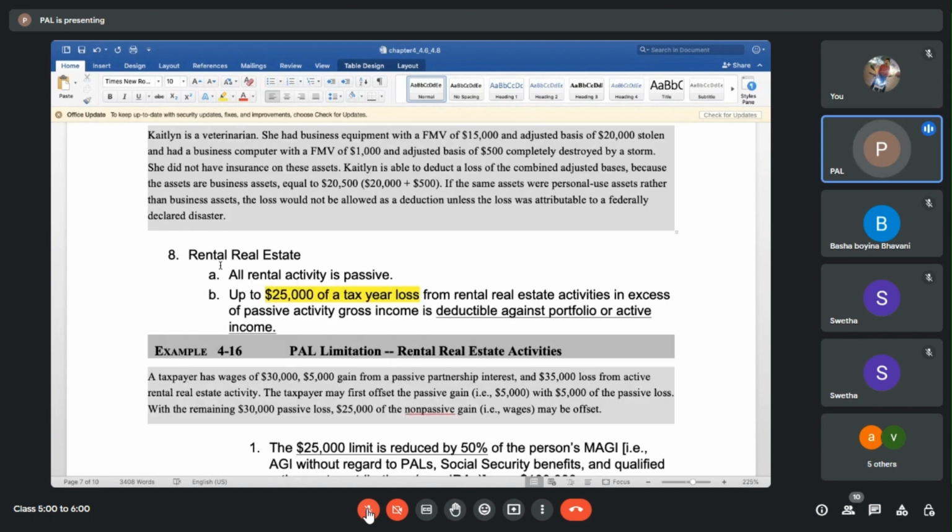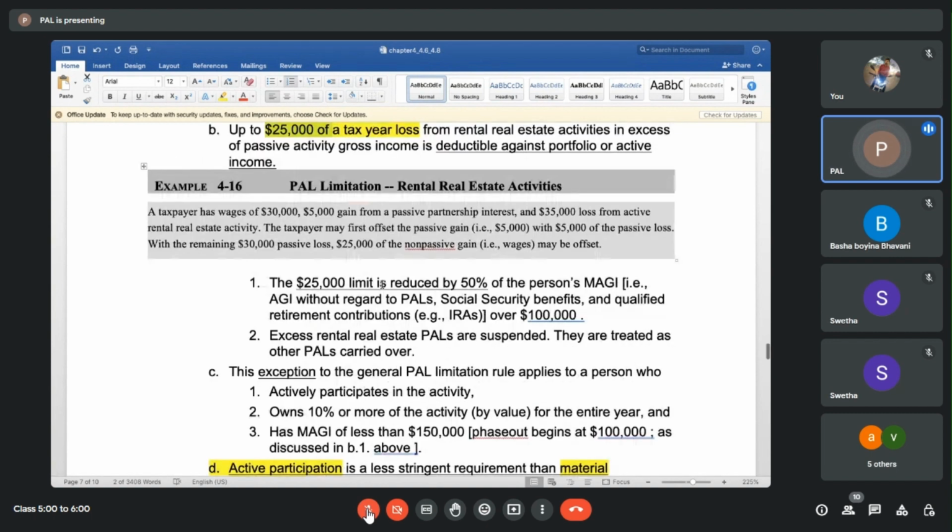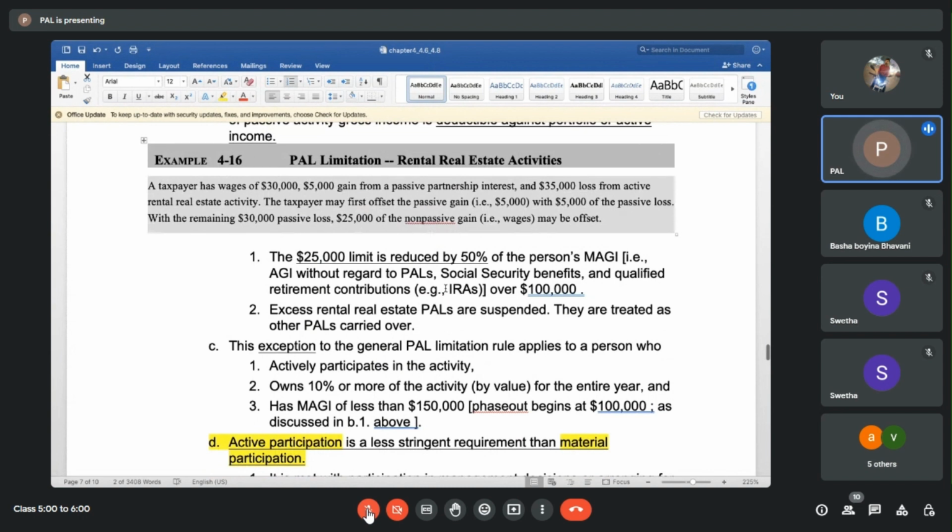Clear? So, rental real estate. Let's look into this point. Typically, all rental activity is passive. Up to $25,000 of a tax year loss from rental real estate activities is deductible against any other active income. But again, that's allowed, but there might be some phase-out limits. If the AGI is above a certain point, then this $25,000 may get reduced to say $12,000 or $10,000. The $25,000 limit is reduced if the AGI is over $100,000, and in that case the losses will not be allowed and we can carry them over.